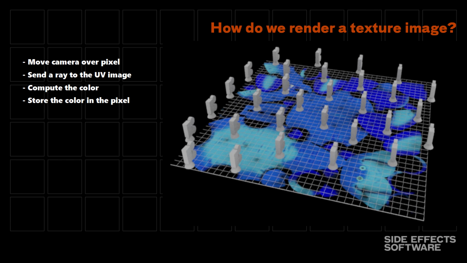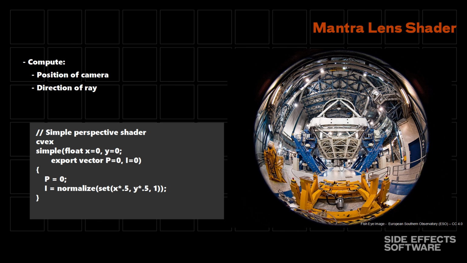The overall concept is we move a camera over each pixel, we send a ray into the UV image, we compute the color, and we store the color in the pixel. So it's a little bit different from traditional main camera rendering. We use a Mantra lens shader. Texture baking relies heavily on ray tracing features. What the lens shader allows you to do is displace or modify image plane samples. Instead of rendering across a grid on the near clipping plane, we're taking each of those UV samples on the image plane and producing a new ray direction for it.